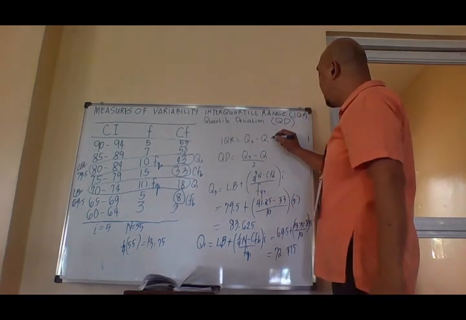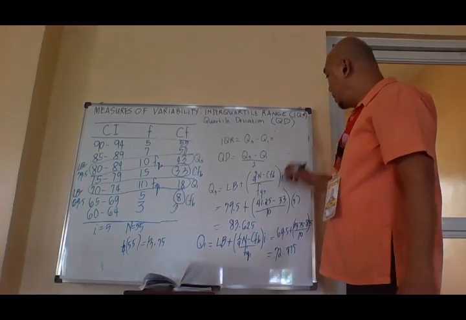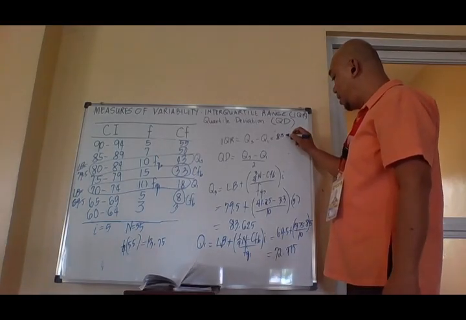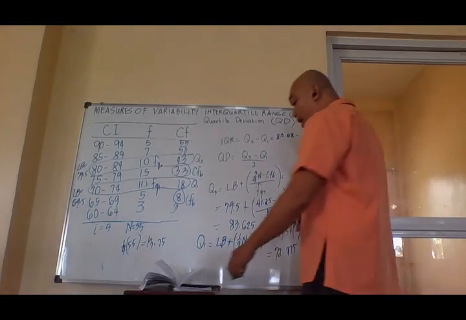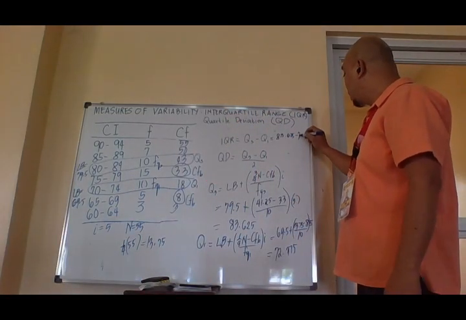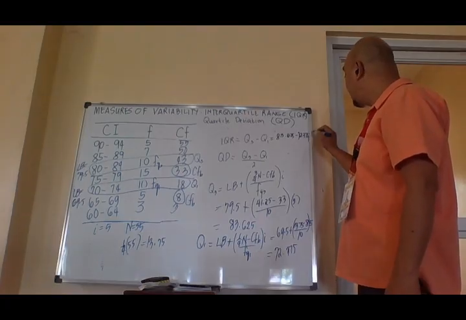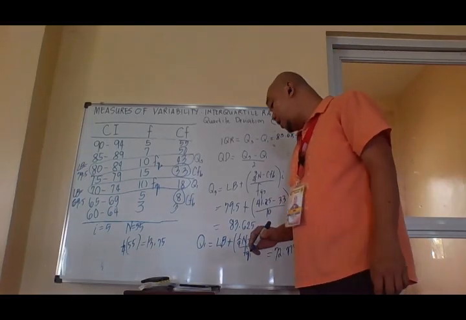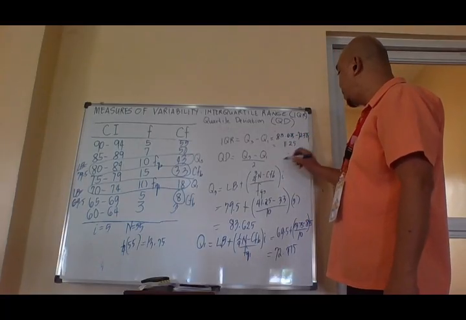Now we are ready to compute for the interquartile range. Interquartile range is equal to Q3 minus Q1. So our Q3 is 83.625, while our Q1 is equal to 72.375. So the interquartile range is equal to 11.25.